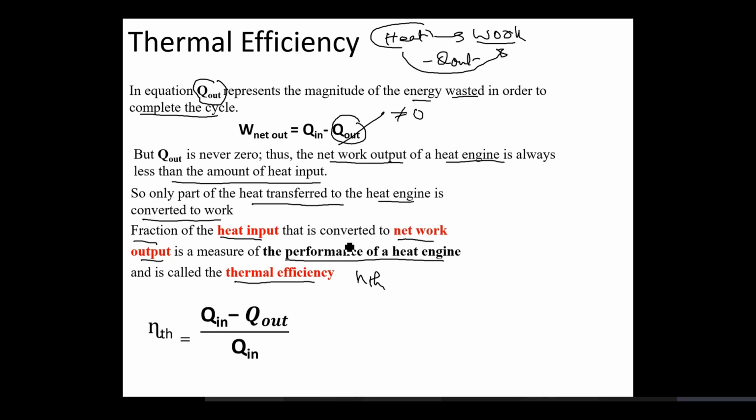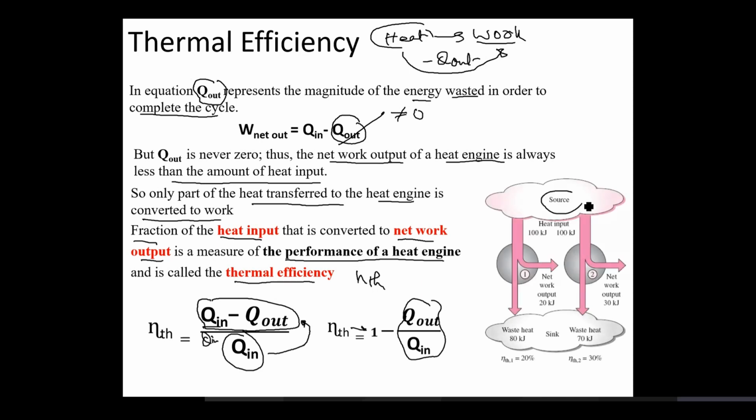Work net out is what you're getting out of it. Work net out is Q in minus Q out. What is being provided to the system? Heat is provided to the system. So the fraction of heat input that is being converted into useful work is Q in minus Q out. And you can divide all the values by Q in. Q in divided by Q in would essentially be 1. Q out divided by Q in would remain as it is. So 1 minus Q out over Q in is the thermal efficiency.